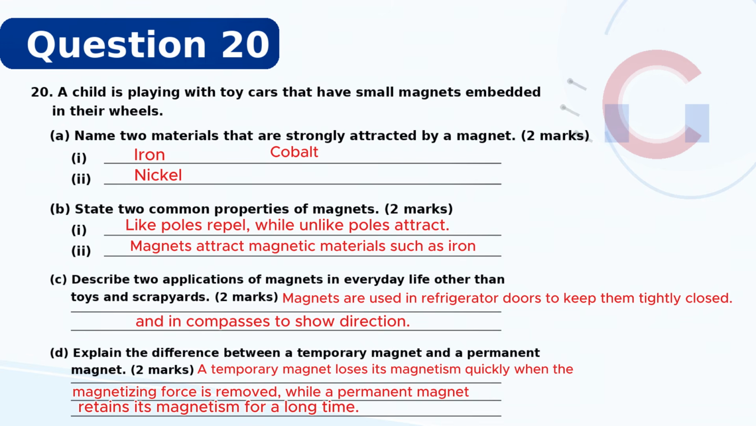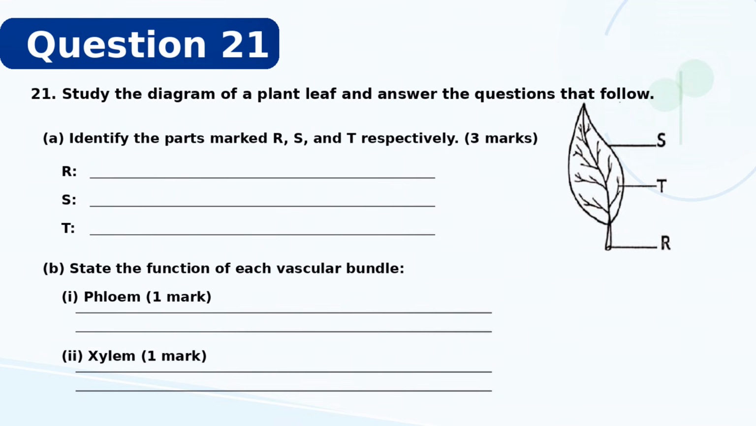So remember that a temporary magnet is going to quickly lose its magnetism. You see, it will lose its magnetism quickly after the magnetizing force is removed. But a permanent one is going to retain its magnetism for a long time. That is the difference. Then question number 21.